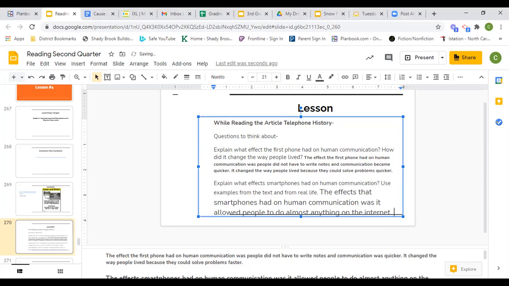And right here, if we look back, it allowed people to do just about anything you could do on the internet. You can do on the internet. So it was like using a computer, but on a phone.